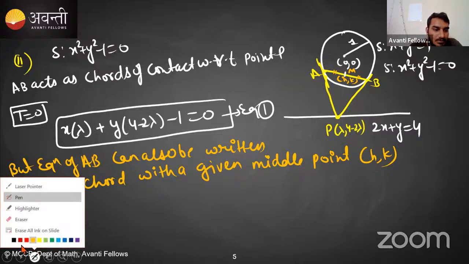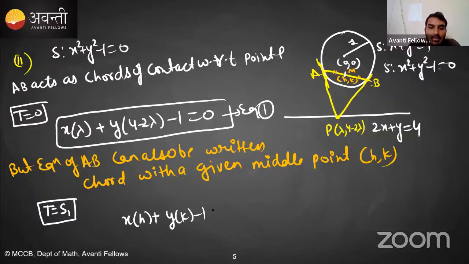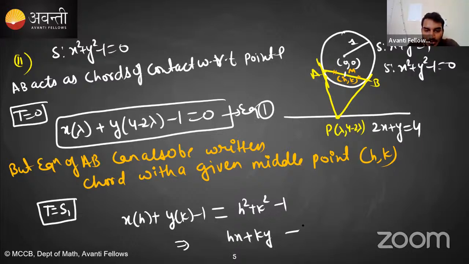What is the answer? T is equal to S1. Yes or no? So first assume the point h, k is given, and write down the equation of T. Replace x square with x x1, where x1 is h, and replace y square with y y1, where y1 is k, constant as it is, equal to S1. What is S1? Put the point in the circle. So the point is h, k, so h square plus k square minus 1. Right? So here you can see that hx plus ky minus 1 is equal to h square plus k square minus 1.